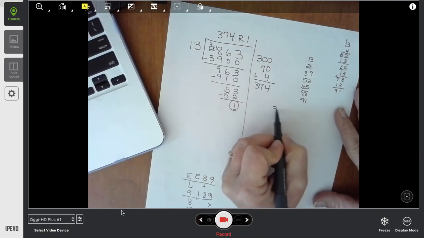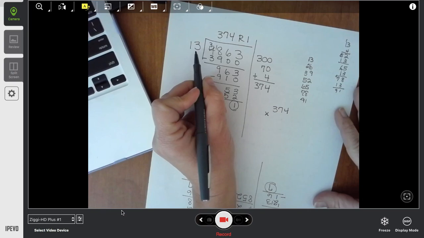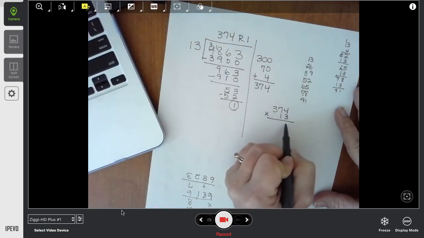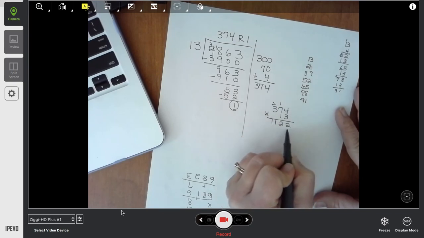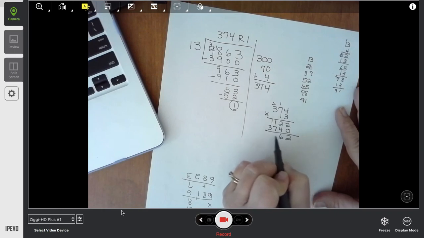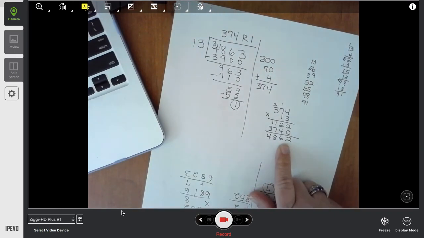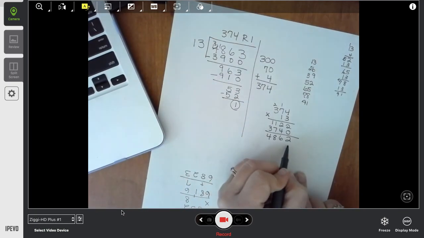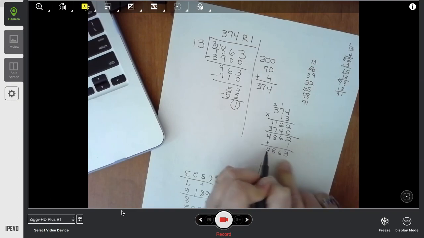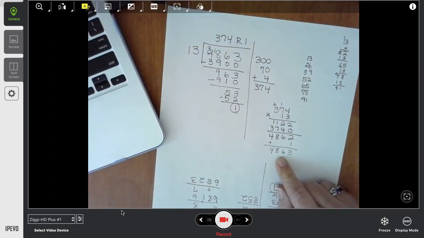Let's check it. Our answer, or quotient, times our divisor, which is what we practiced yesterday, is 4,862. Then I have to add the leftover remainder of 1 to get 4,863, same as my dividend.